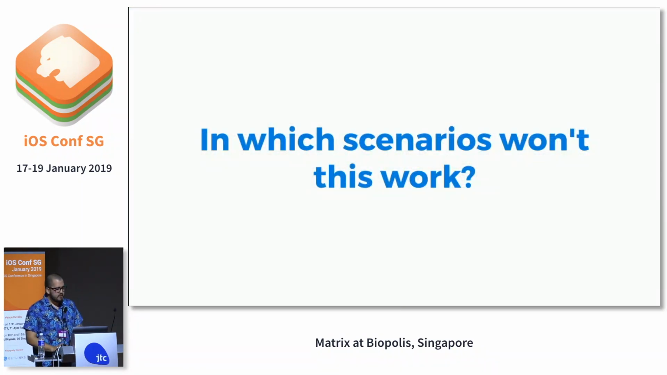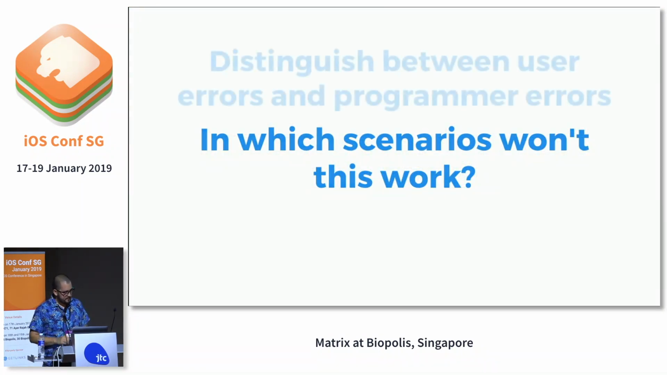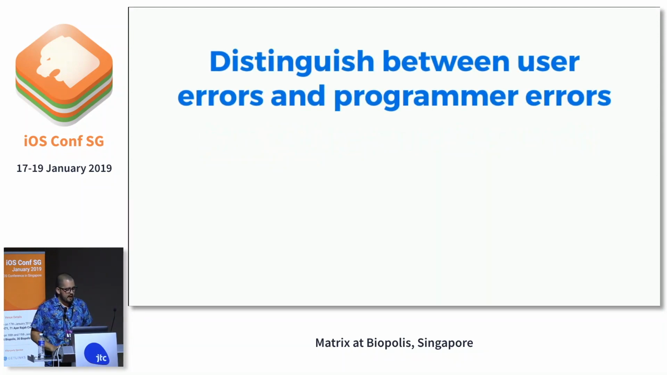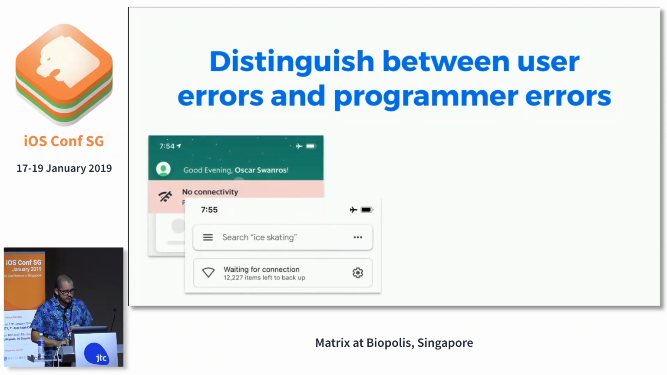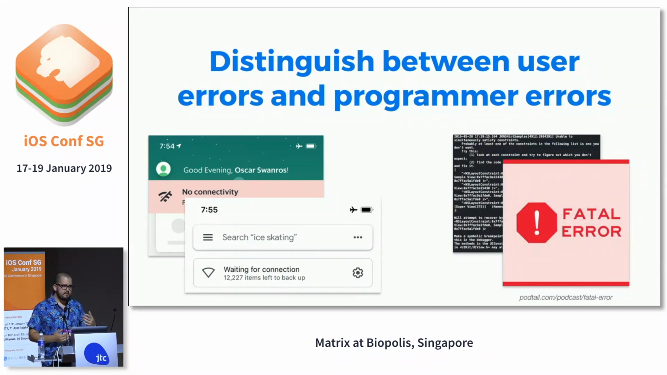So the next question is, in which scenarios won't this work? And to this, I like to distinguish between user errors and programmer errors. User errors are something that happens in the API that the user can resolve in some way. So we need to just show that to the user and let the user figure out how to continue with the execution of our program. And there are programmer errors, which is something that the programmer is doing wrong. As I said before, programmers will hold things wrong. And there are two categories there, so I'm going to explain.